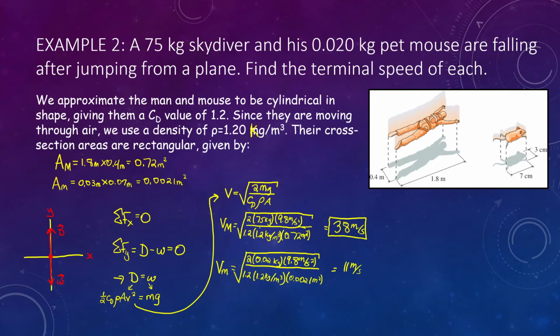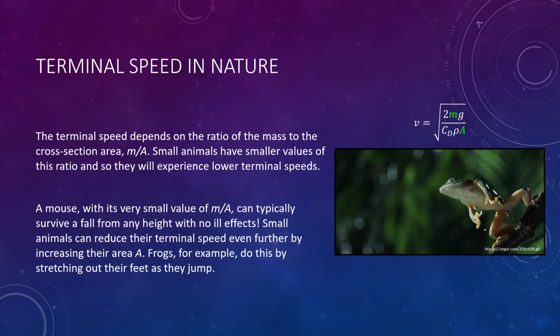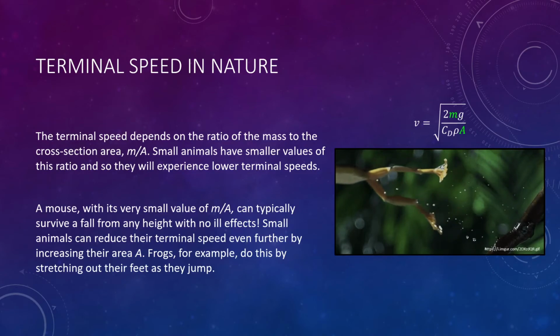Now realize that this is a much lower value than the terminal speed of the man, which is part of the reason why a small animal like a mouse can survive a fall from a great height. That's because their maximum speed that they're going to fall at is 11 meters per second. We fall at almost 4 times that rate. So this is a really interesting problem that segues us a little bit into animals in nature.